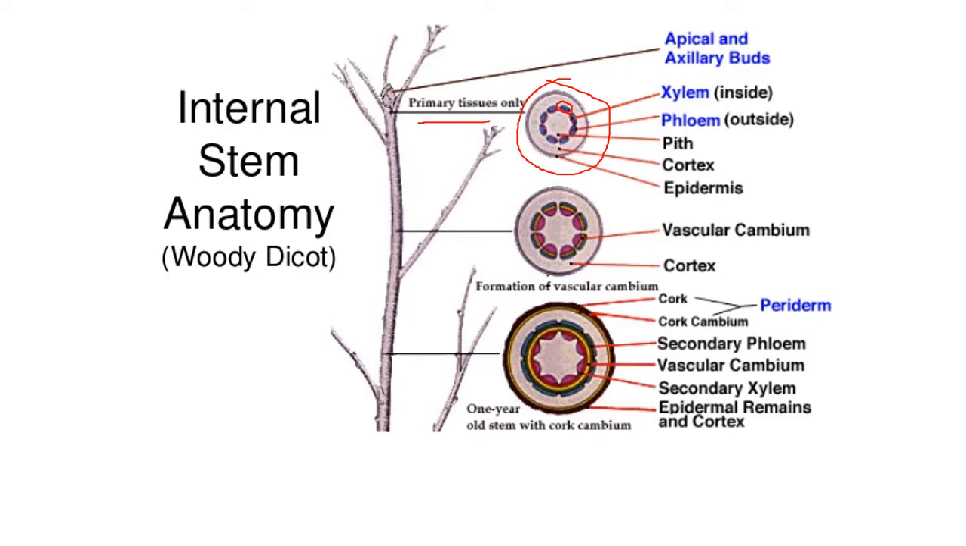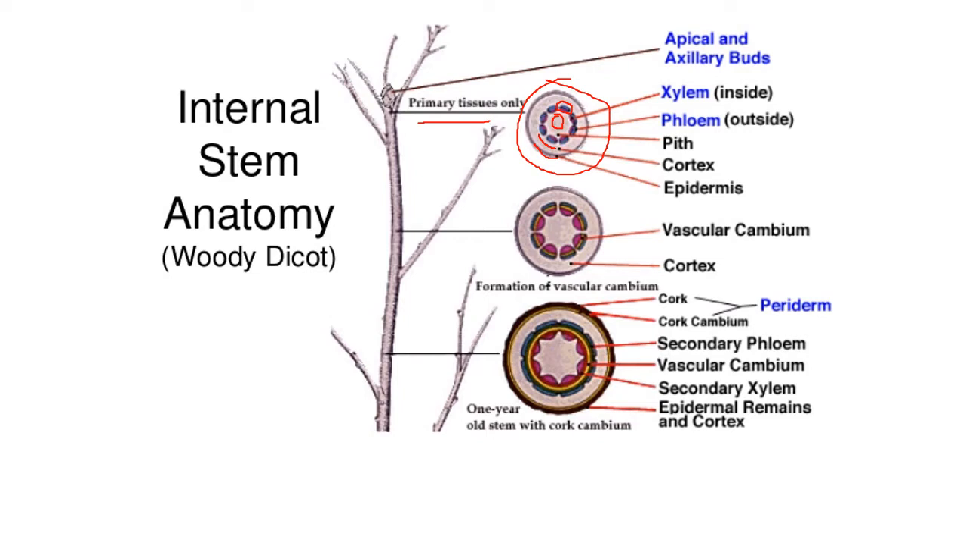In the middle of that ring of vascular bundles is what we call a pith. And then we have some other tissue out here called the cortex, and then of course we have the epidermis surrounding the stem to prevent water loss.